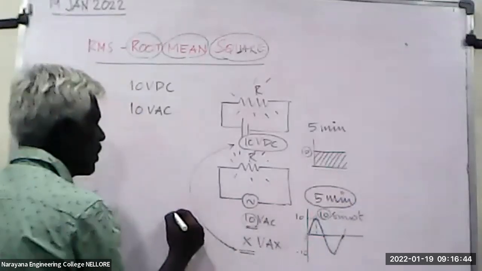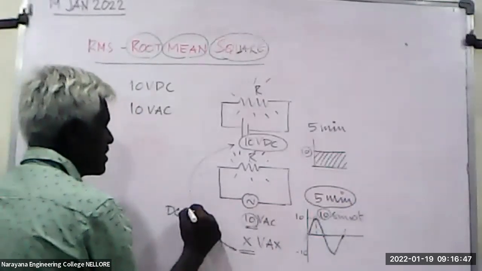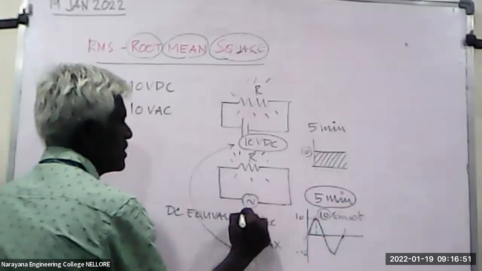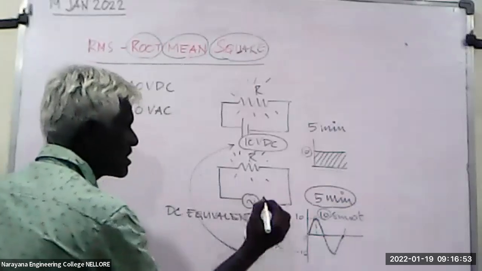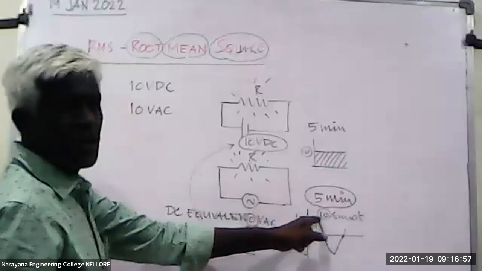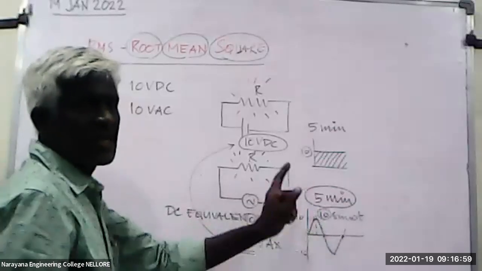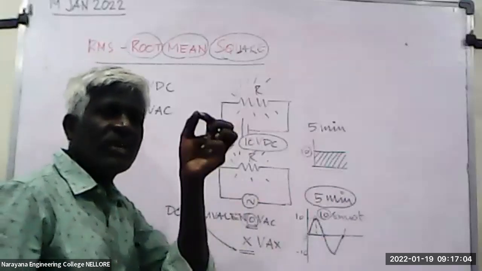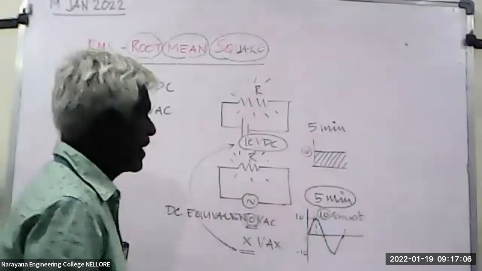Okay, what is this value? DC equivalent of AC. This 10 volt is not equal to this 10 volt because the value looks the same, but you have understood that in the case of AC, the 10 volt peak is not there at all times. It appears only for a very short part of the time period.